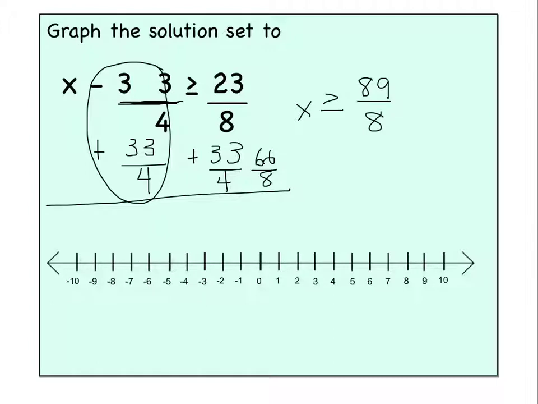And that would be 11 and 1/8, which isn't on here, so we just continue down. 11 and 1/8 is going to be about right here. Filled in circle. And I'm going to just extend this and go to the right for the shading part. The numbers that are greater than go to the right. There we go.